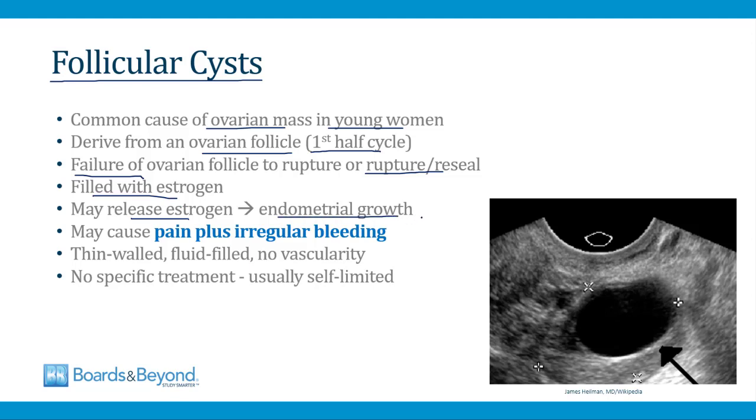So when these cysts cause symptoms, they lead to pain from the large cyst in the ovary as well as irregular bleeding from the estrogen release that is driving endometrial growth. On ultrasound, they have thin walls, they're filled with fluid, and they have no vascularity. This is a picture of what a follicular cyst looks like by ultrasound on the screen here. And they usually require no specific treatment. They're usually self-limited, and they will resolve with the passage of time.